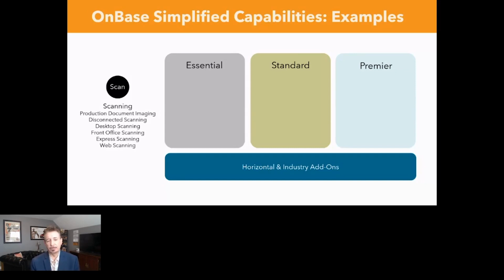So let's start with something basic like scanning. Many of you have scanning in your OnBase. We probably only have 1 type, maybe 2 types, but there's lots of different types of scanning capabilities within OnBase. There's batch scanning, production document imaging, disconnected scanning, remote scanning, desktop scanning, front office scanning, think point of sale type scanning, express, web scanning. That is a basic feature functionality. And if you guessed essential, you'd be absolutely correct that scanning is an essential capability.